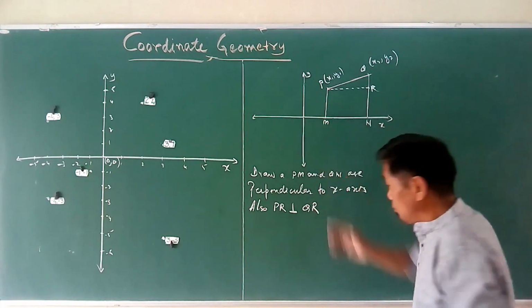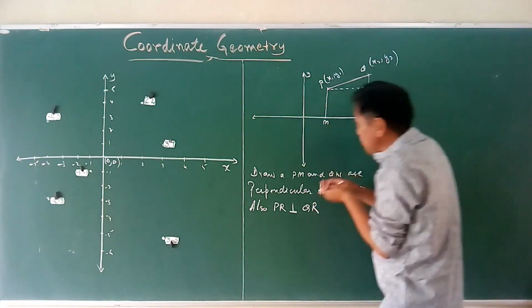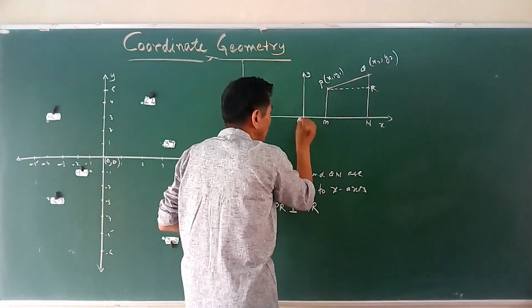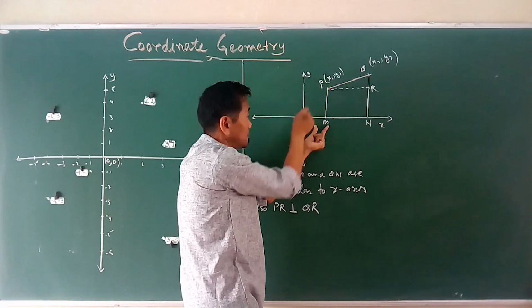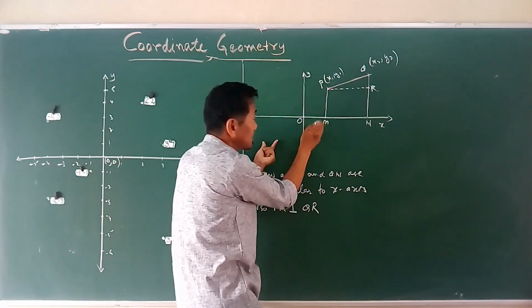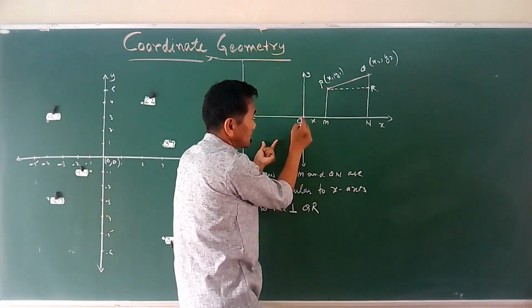What is the distance from origin O to M? X1. This is the distance of X.